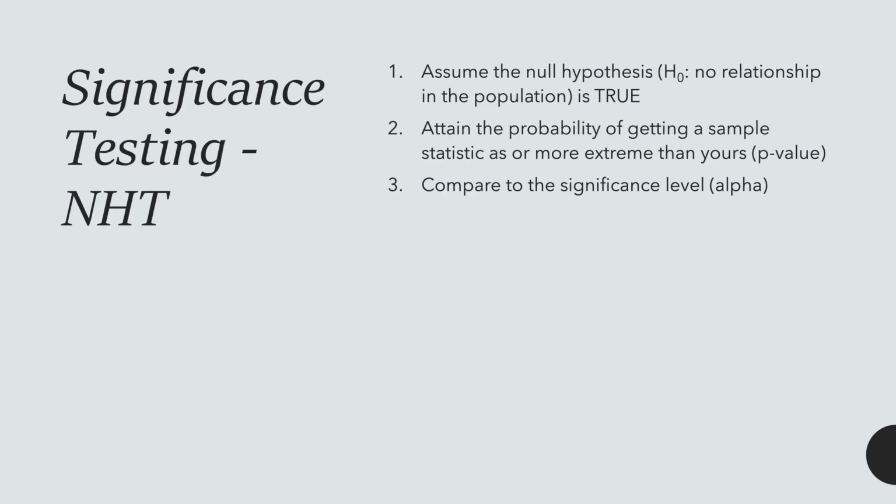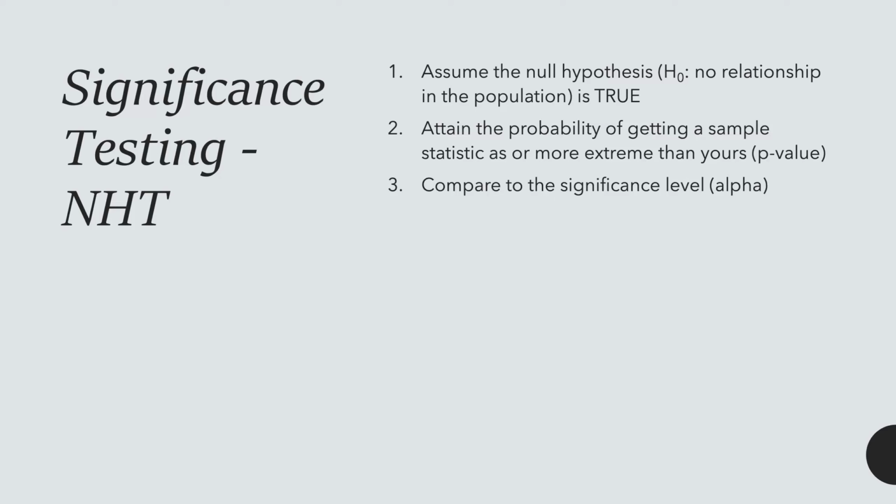And what our steps are here is that first, we assume the null hypothesis is true, which is that there's no relationship in the population, or that relationship is not real in the population. So we assume that that is true. That's our first step. Then we calculate the probability of getting that sample statistic as or more extreme than what we got, which is our p-value. We calculate that using our different types of null hypothesis tests. And then we need to compare that to our significance level, or alpha. So as the researcher, we set this alpha level. In psychology, it's typically 0.05.